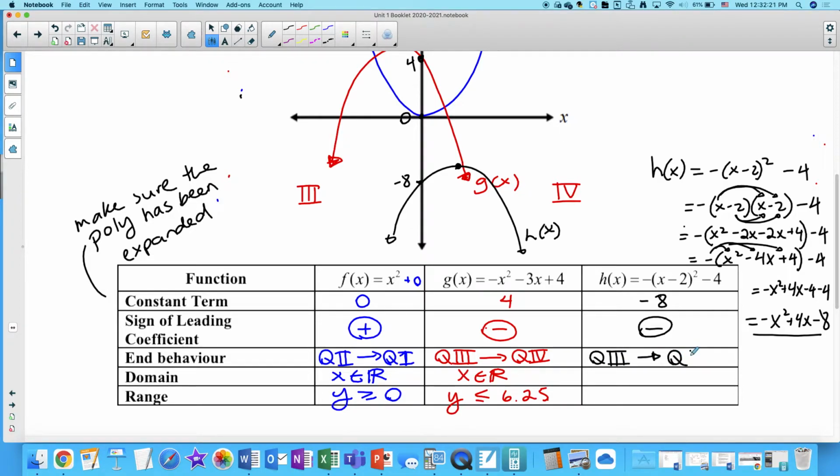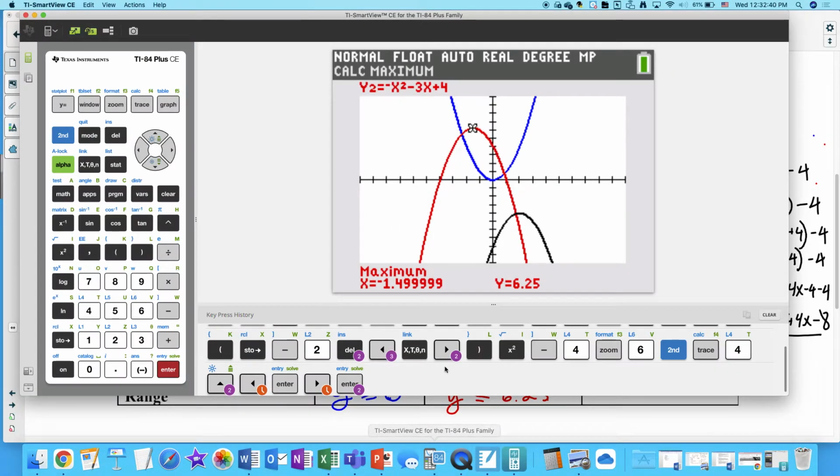Okay. Domain and range, again, we have arrows left and right, so x is an element of the real numbers. And then for the range, we have this highest point over here. So again, I will use my calculator to figure out what that is. Or if you remember what vertex form is, you might remember that it's actually the point 2, negative 4, but you don't need to know that. Second trace, maximum is 4.